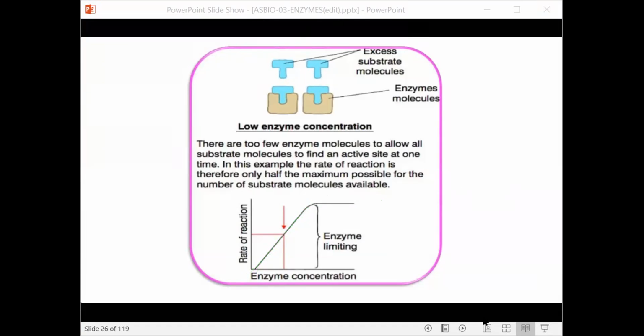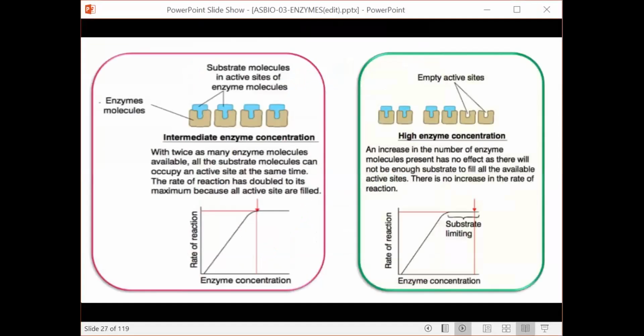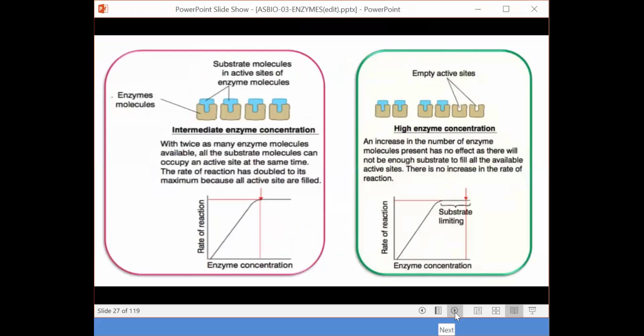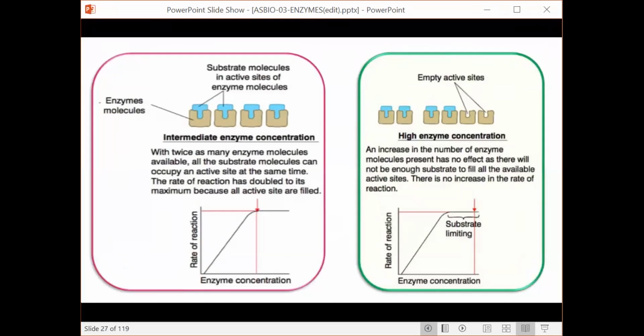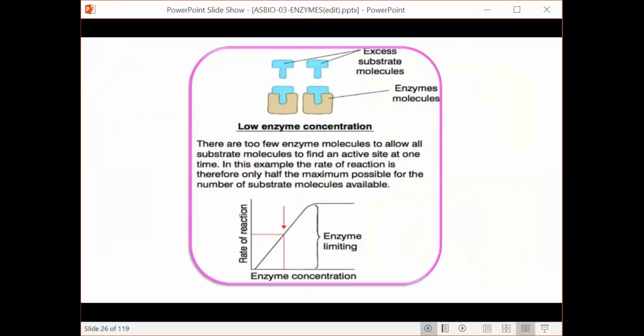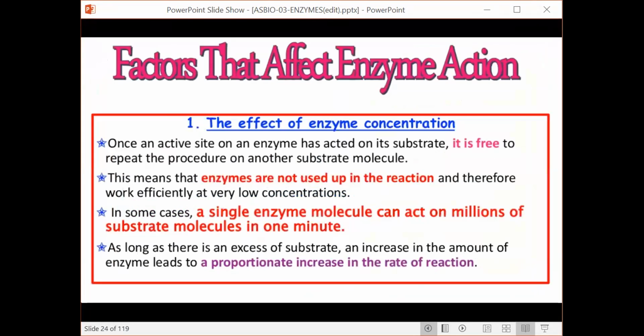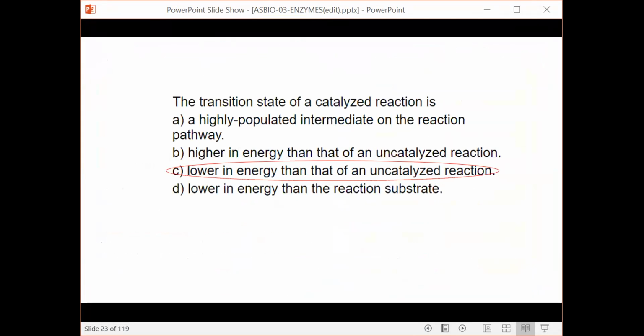Okay, this is about enzyme concentration. Oh, Khushi ma'am, your query with this. Okay, what I will do is okay.